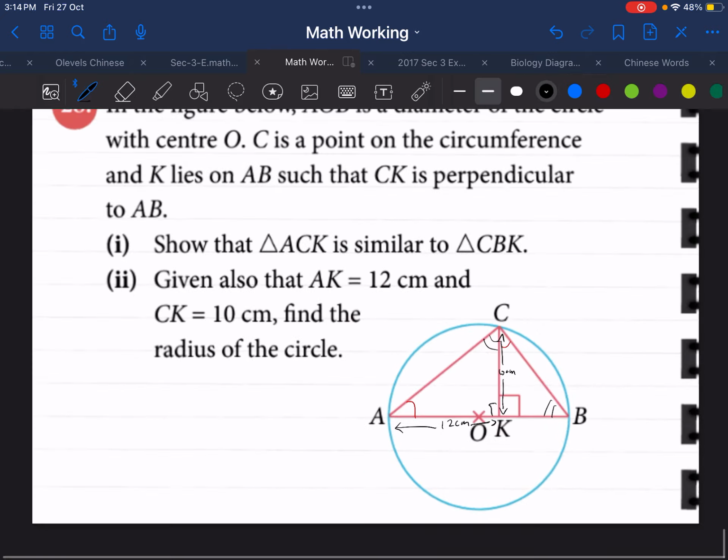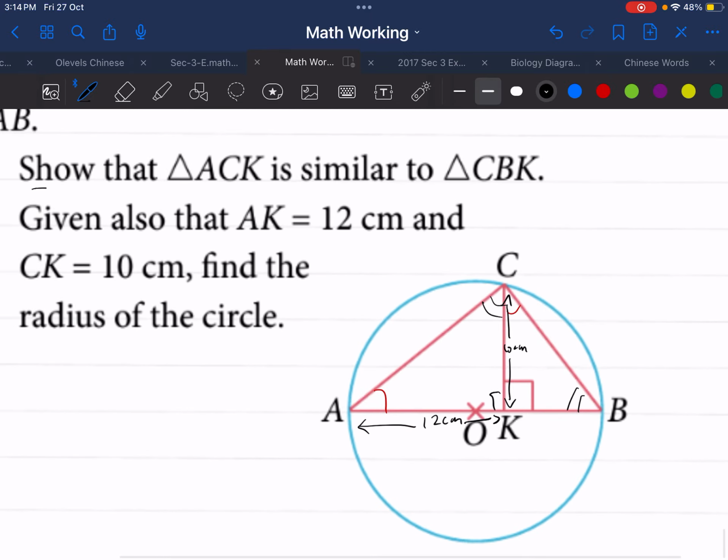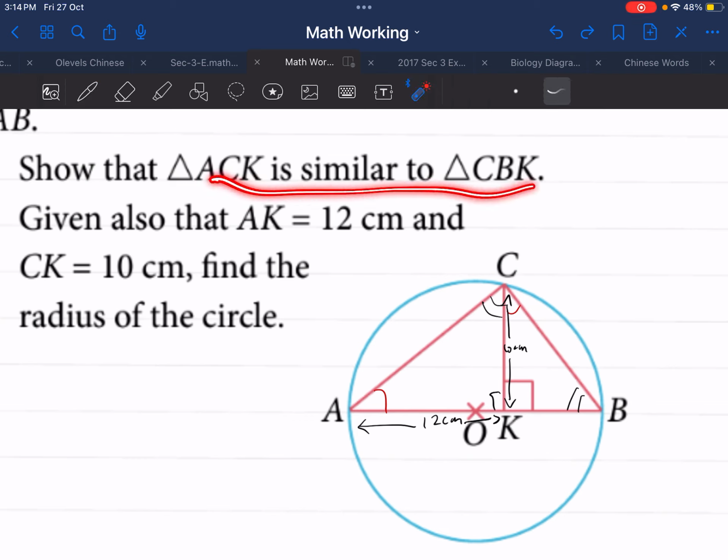So we know that they're similar. They ask you to show because Cambridge on the paper does not want you to assume it. If you don't know it's similar, then you cannot do the second question and you lose both marks. Because it's a difficult question, they ask you to show, so you can use this information. If you cannot manage to show, you can use this information over here. Okay, find the radius of the circle.